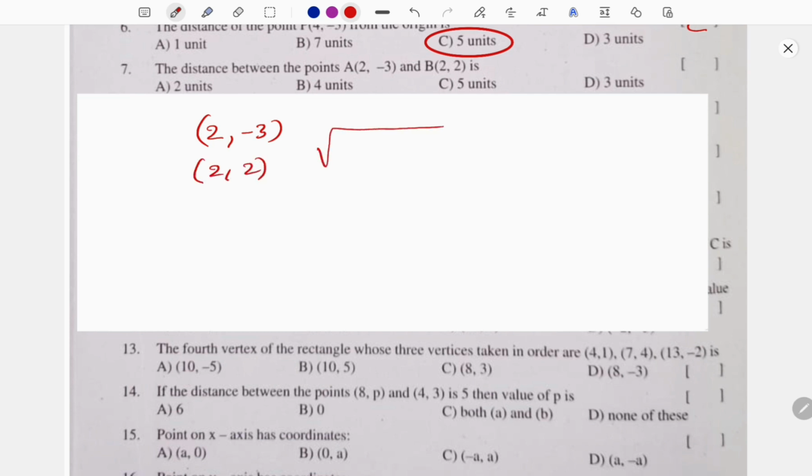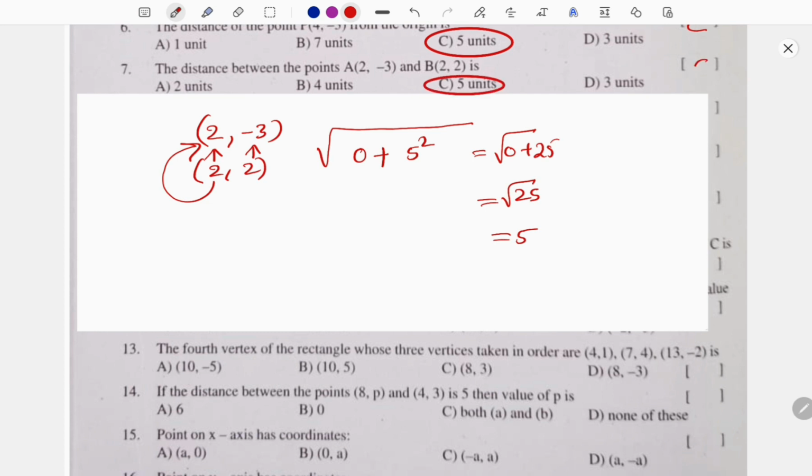So here distance is equal to root of (x2 minus x1) squared, and here 2 minus 2, that is 0, and 0 squared means 0, plus again here, 2 minus minus 3 means 2 plus 3, and 5 squared. So that is equal to root 0 plus 25, so that is equal to root 25. So here also the answer is what, Nana? C is the answer. So 5 units is the answer.